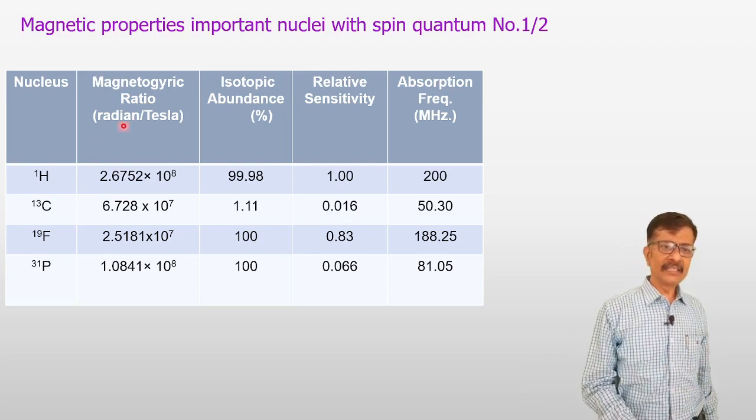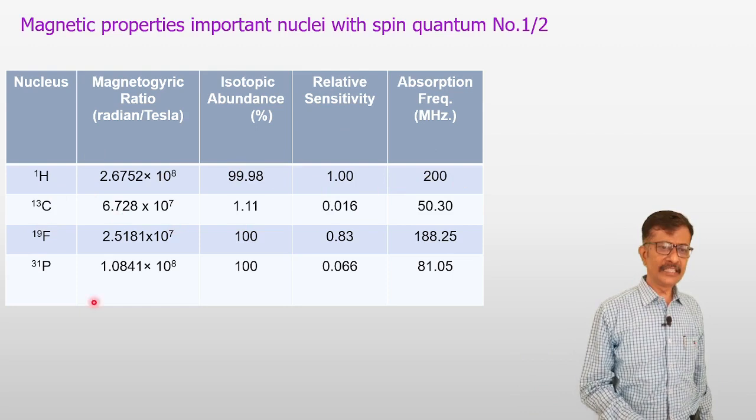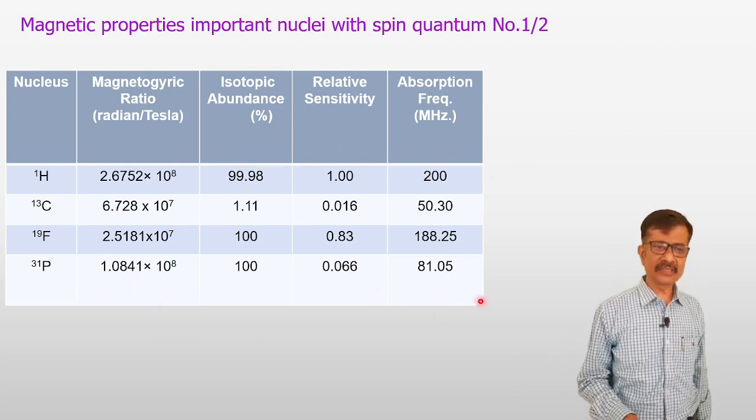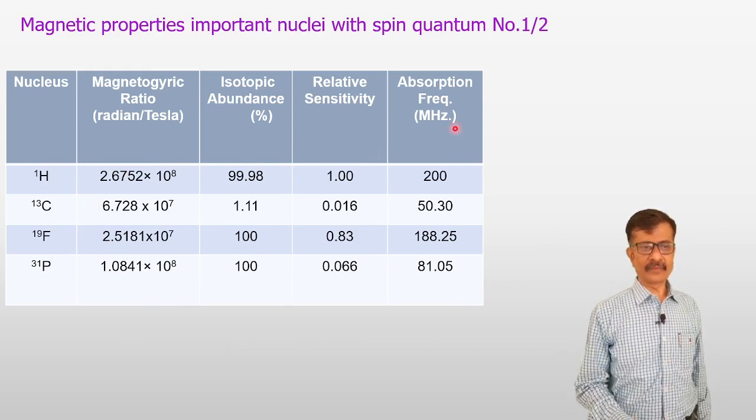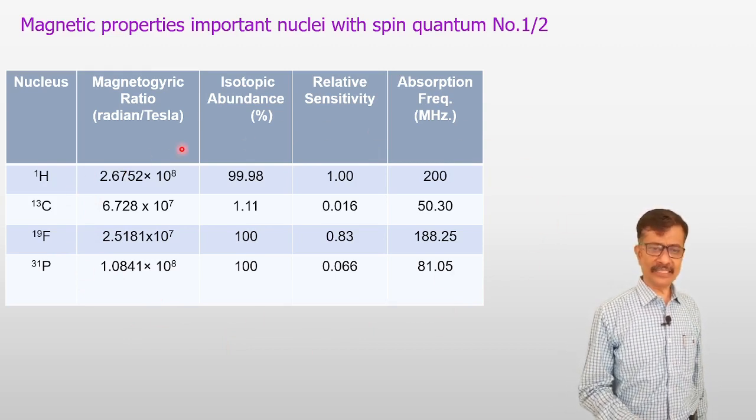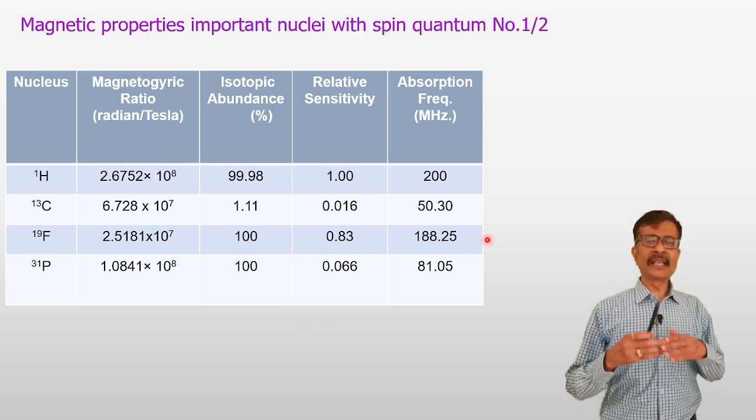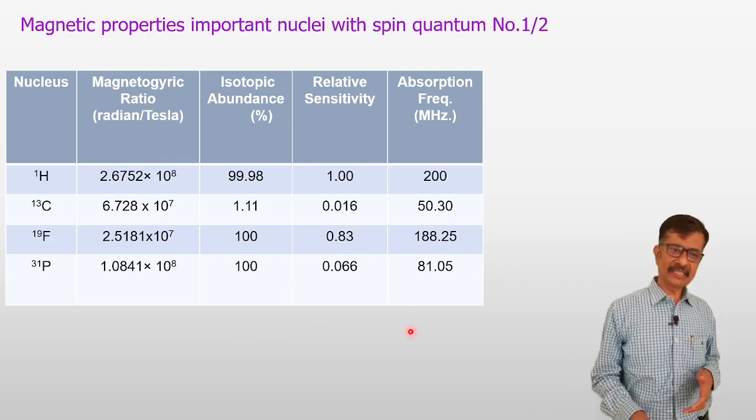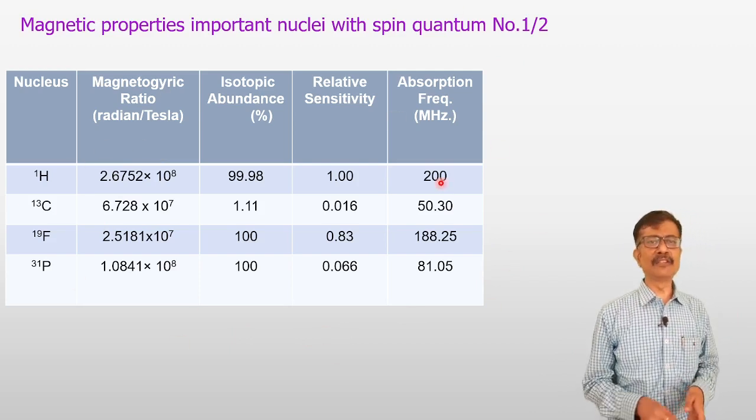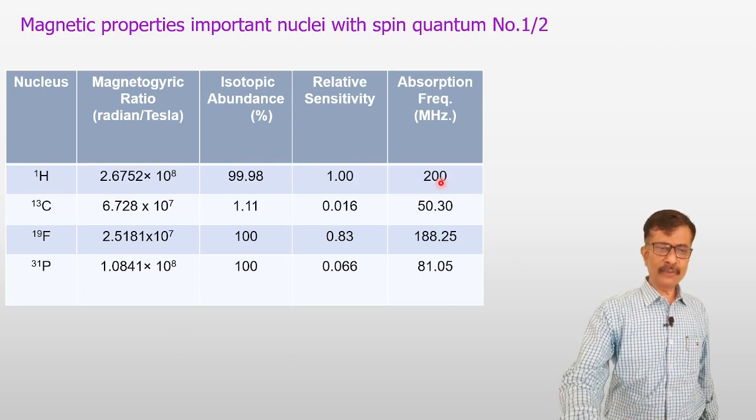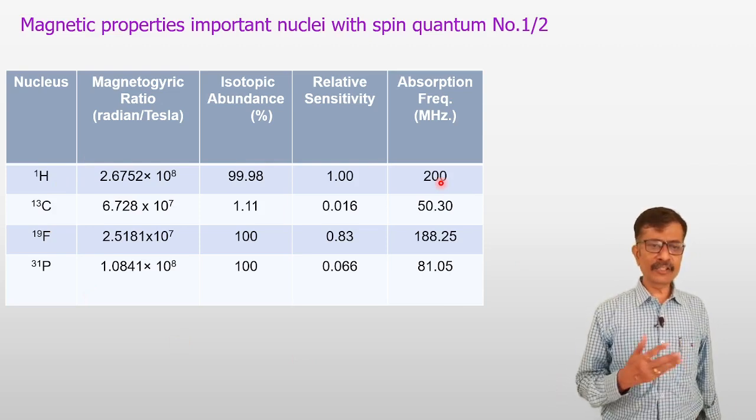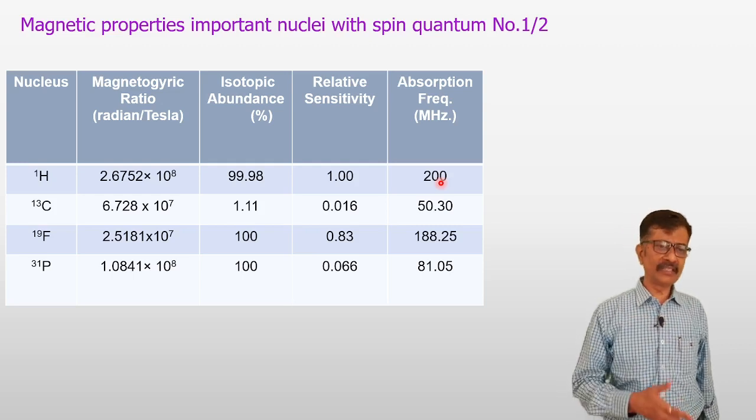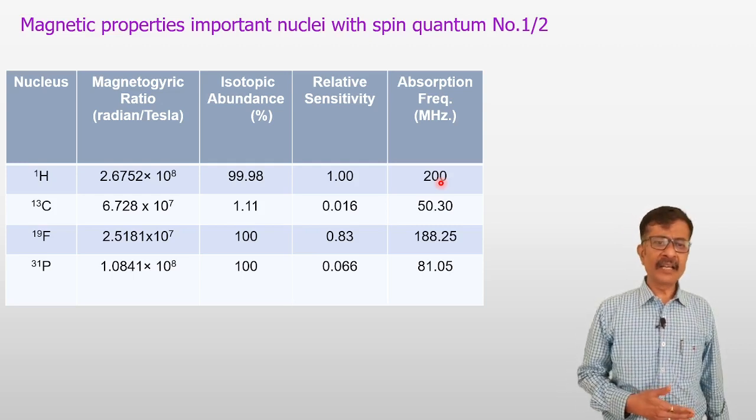Now these are the values for these particular atoms; the magnetic properties of these atoms are quoted here. One must know these values because in MCQ type questions, there may be a chance that questions on such values may be asked. So one should know the gyromagnetic ratio, isotopic abundance, relative sensitivity and absorption frequency of particular NMR active nuclei.